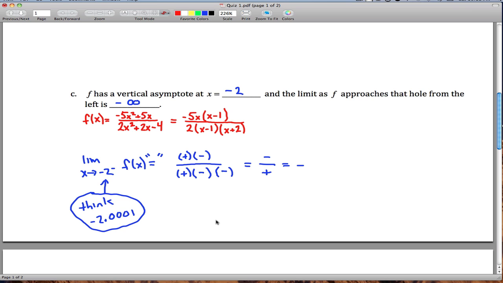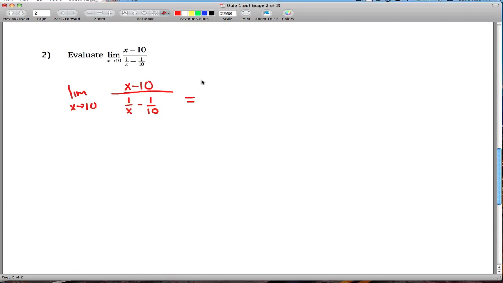Moving on to question 2. In this question we're asked to evaluate the limit as x approaches 10 of this expression. Hopefully that looks a little bit familiar. It looks something like a homework problem we did. Unfortunately, we can't just plug in 10 for x everywhere. We'd end up with 0 over 0. That seems to always be the case in these types of problems.